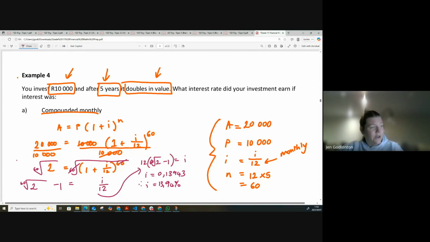Great question. We're going to use I divided by 12 because they're asking us what would my interest be if it was being compounded monthly? And because it's being compounded monthly, we have to divide that interest by 12. If it was being compounded twice a year, we would divide it by 2. If it was being compounded quarterly, we would divide it by 4. So we're always going to divide it by how often we are compounding that interest. Happy days?